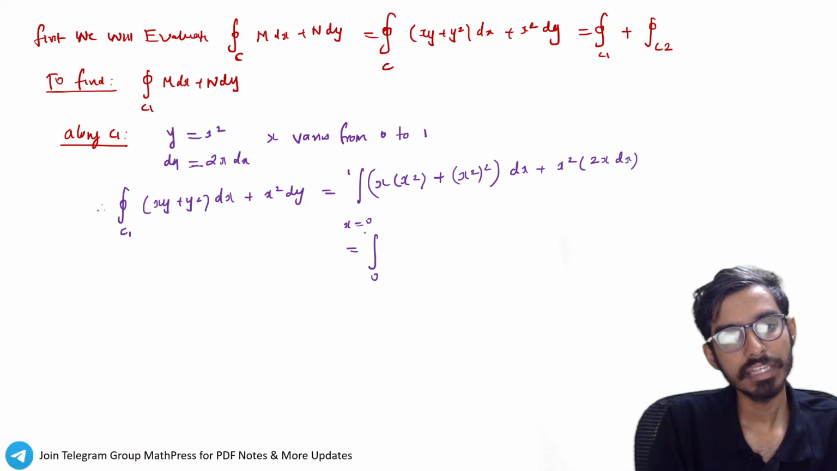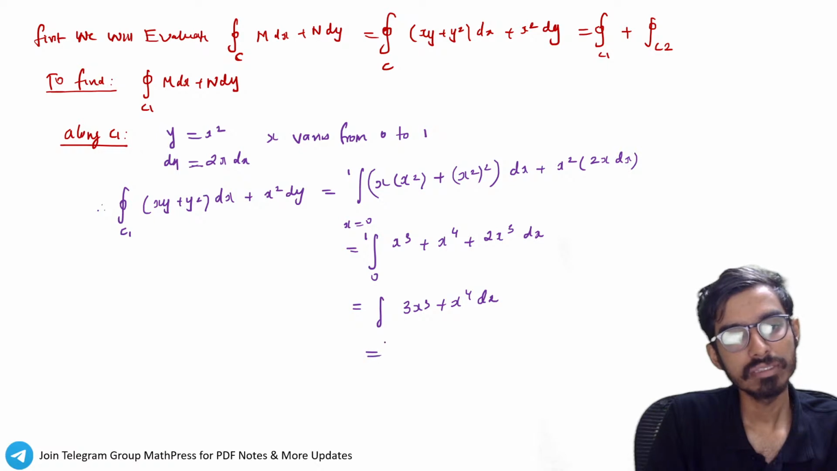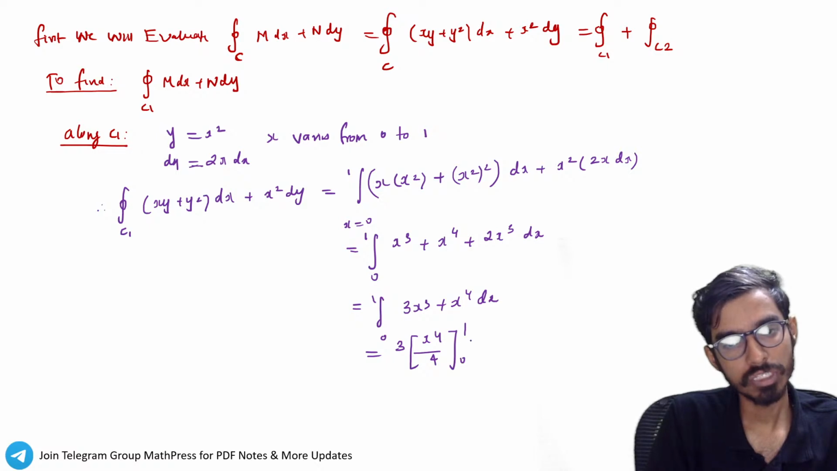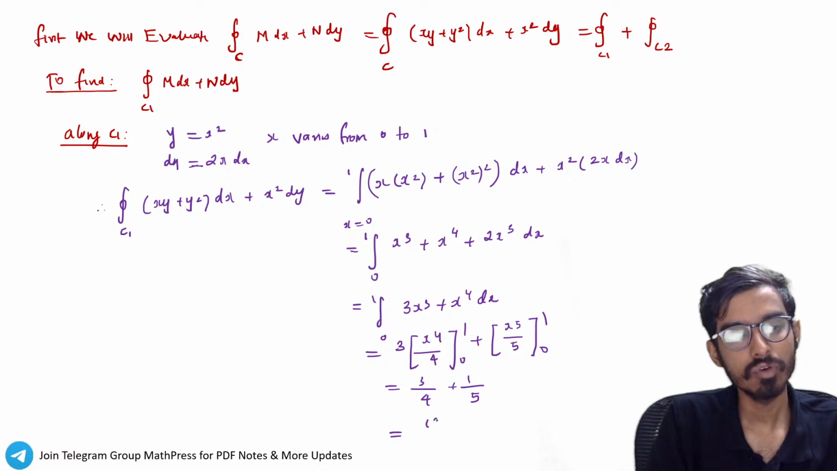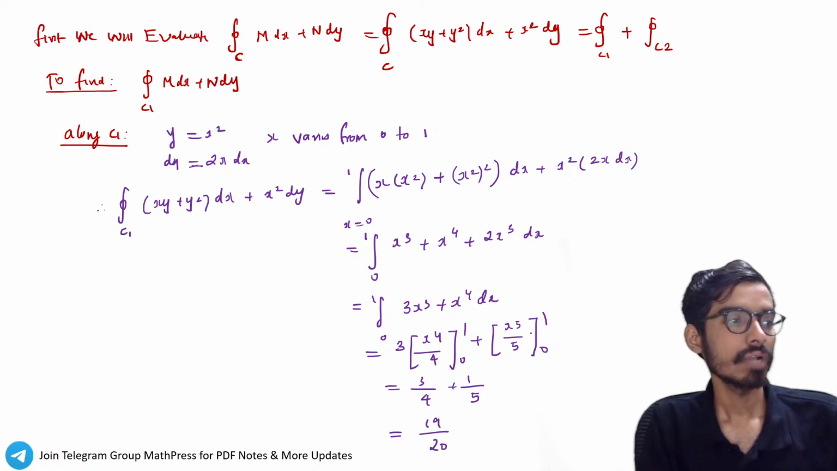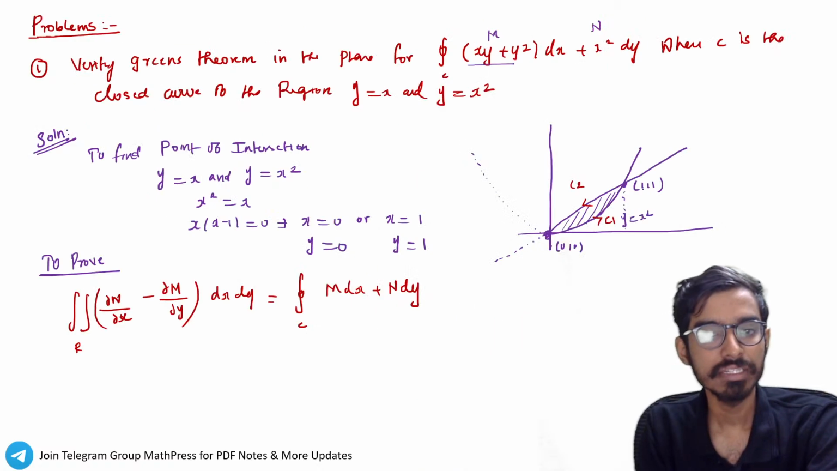So this is nothing but the integration of x from 0 to 1 of x³ + x⁴ + 2x³ dx, right? This is nothing but 2x³ plus x³ is 3x³. So 3x³ + x⁴ dx, from 0 to 1. So 3 times x⁴ by 4, 0 to 1, and this is x⁵ by 5, 0 to 1. This will be 3/4 plus 1/5. If we take the LCM, 15 plus 4, this will be 19/20. So 19/20 is our integration along C1.